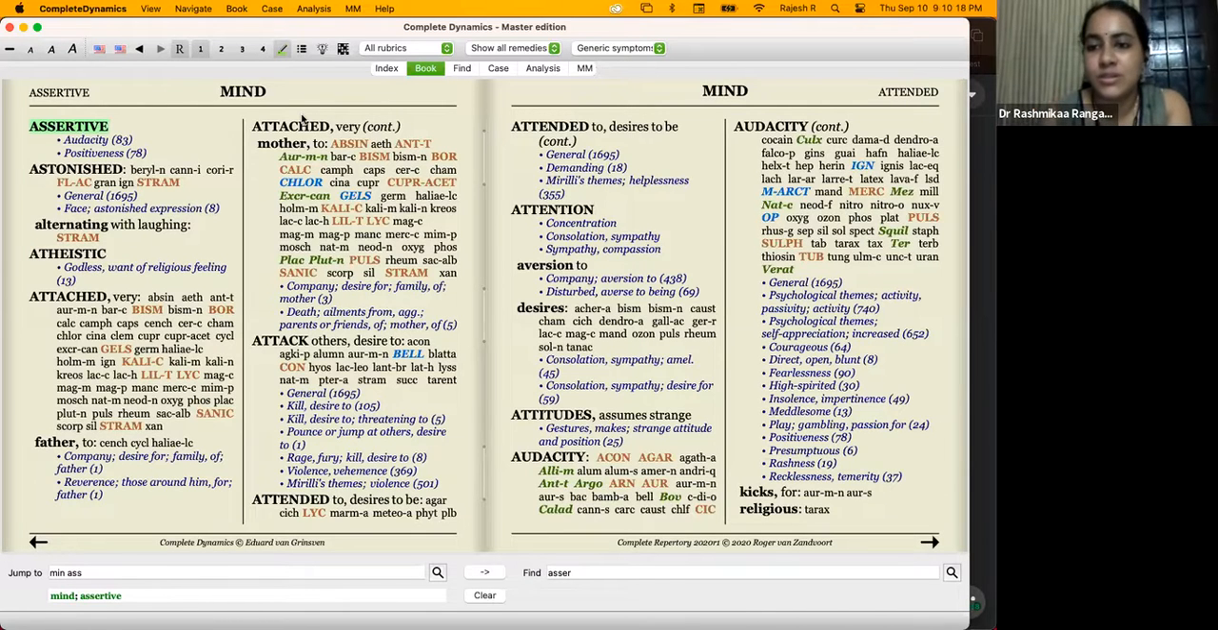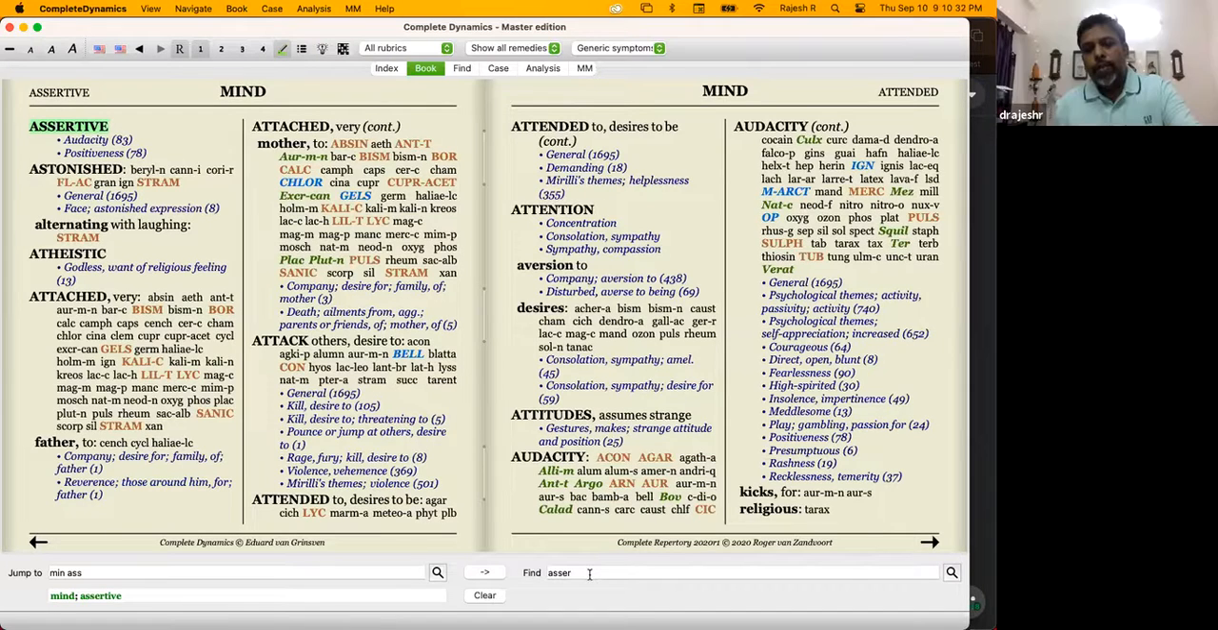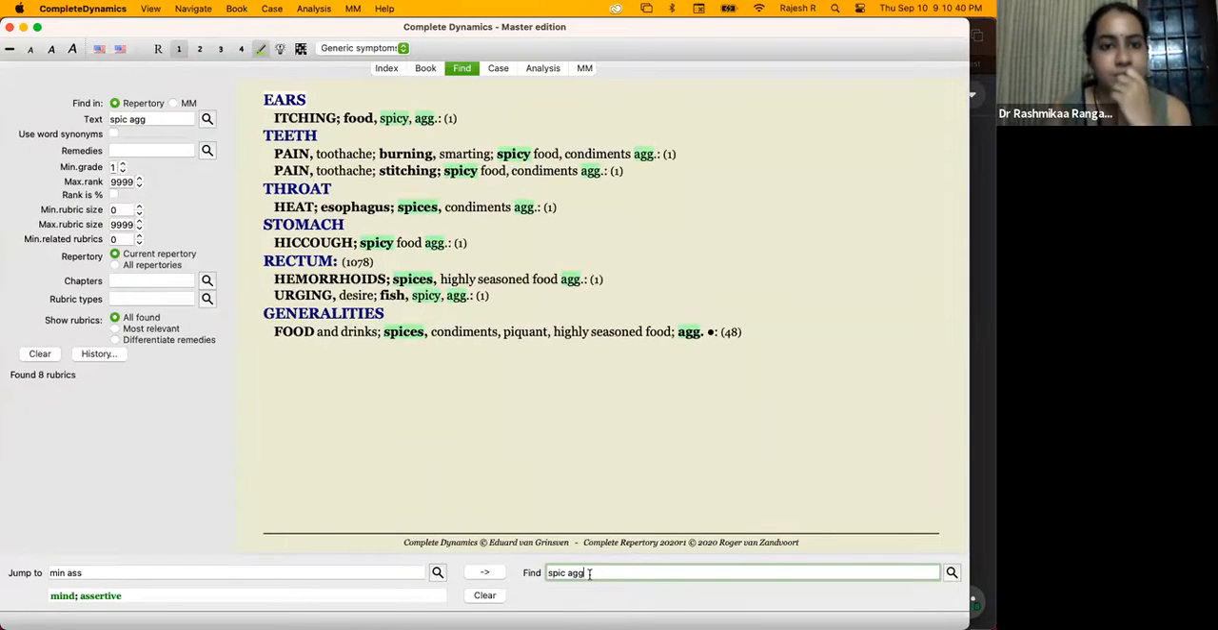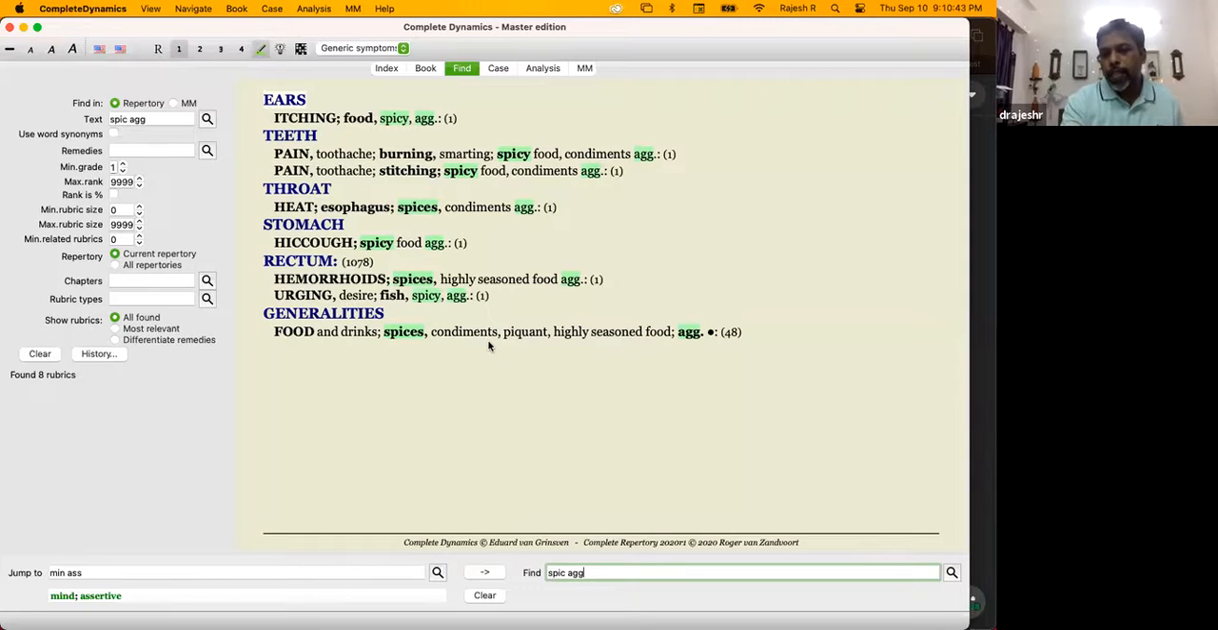One more question, doctor. I've not been able to find a rubric for spicy food or sweets making one feel disoriented, weak and light for a few minutes. Can you help, doctor? Spicy and sweet food, everything. Spices make the person feel disoriented. So spices aggravation in general is there. You can select this one: spicy condiments, piquant, highly seasoned things. Then take the general, and you can see what all are covered by both of them.